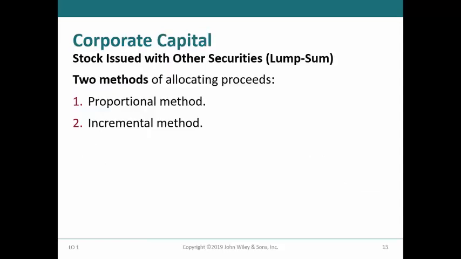Corporations may issue shares of stock with other securities for one lump sum for all the securities. There are two methods for allocating the proceeds of a lump sum to the individual securities, the proportional and the incremental methods. To use the proportional method, there must be a market value for each of the securities included in the sale. Otherwise, the incremental method must be used. We will be discussing both methods in the following slides.